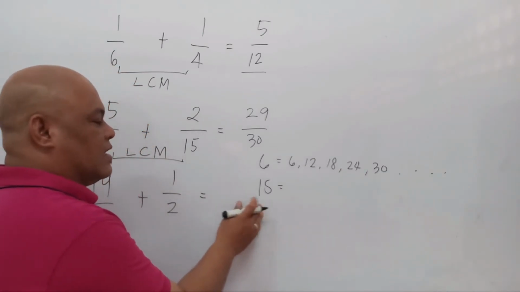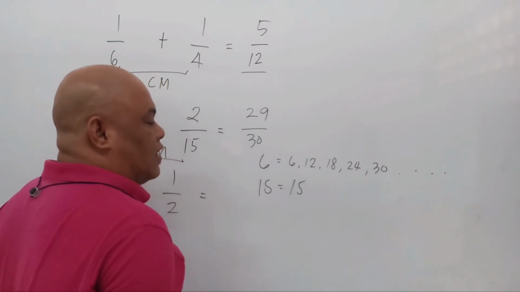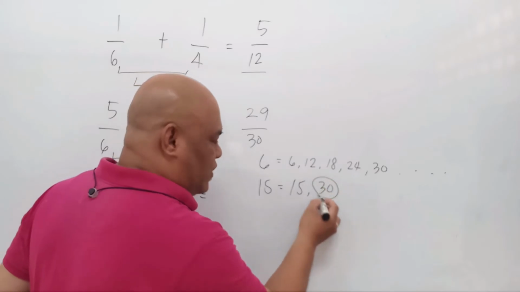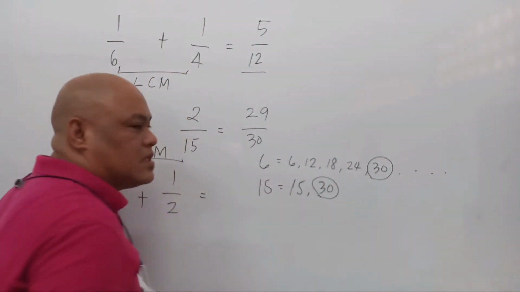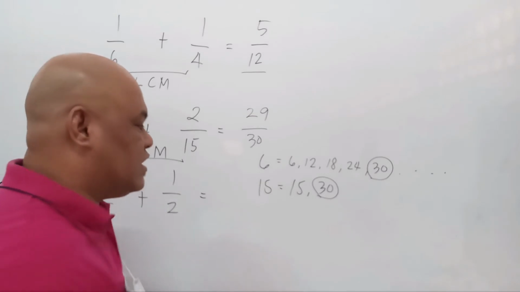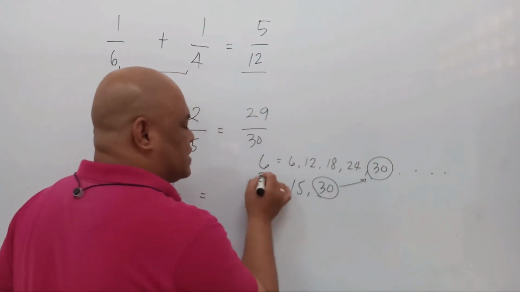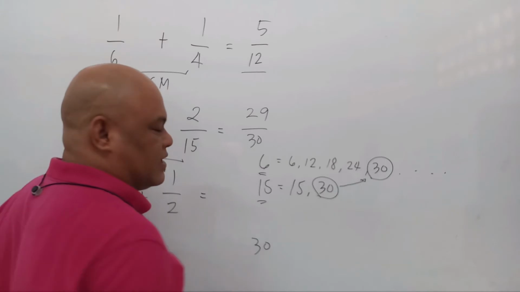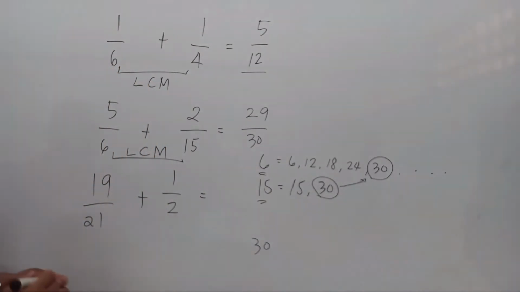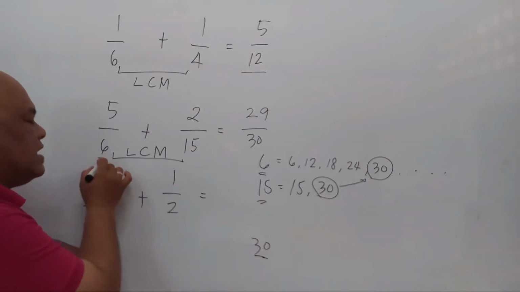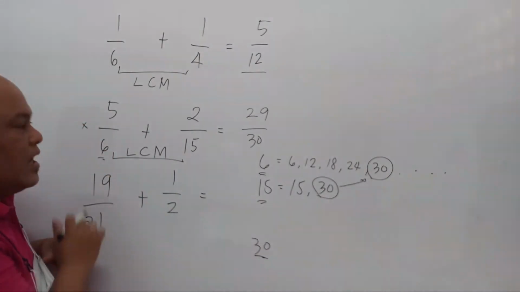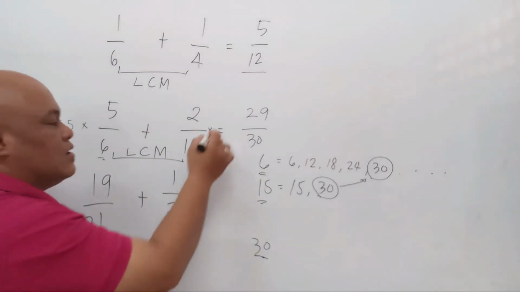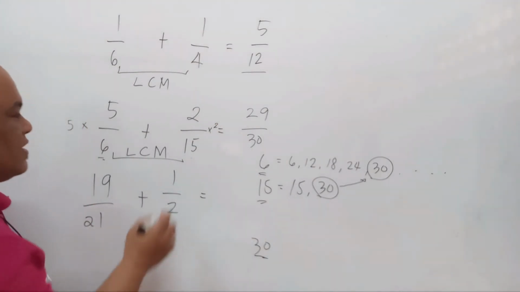Next is 15. 15 times 1 is 15. 15 times 2 is 30. Oh, we have to stop. Why? Because we have the same number, which is the common multiple of 6 and 15. And that is 30. So now, how can you get 30 in 6? You have to multiply by 5. How about 15? You have to multiply by 2 to get the 30.